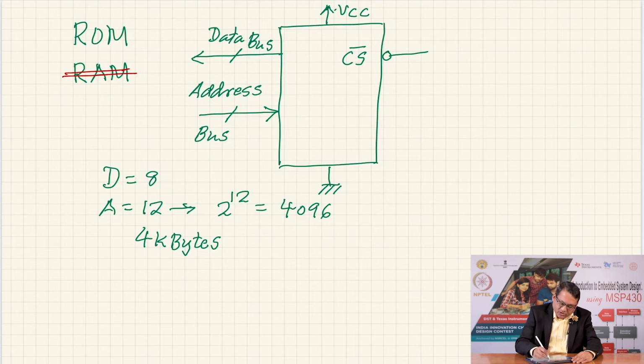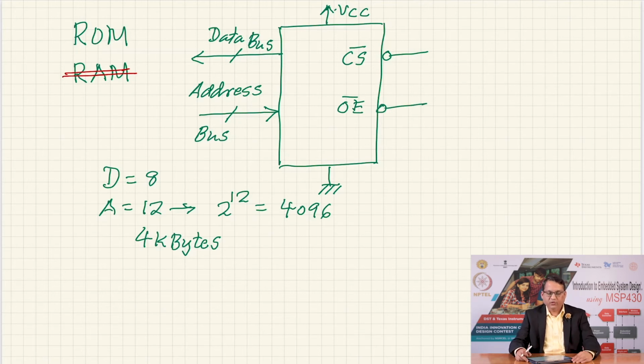Apart from that, it also has a pin called OE bar, that stands for output enable bar. So, not only do you have to hold the chip select low, you also need to hold OE bar low, and then for the value of the bits provided on the address bus, it will enable that location in the ROM device, and the contents of that location would be available on the data bus. This is how a ROM device works.